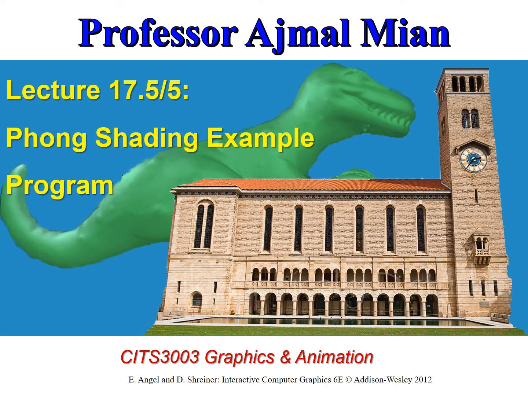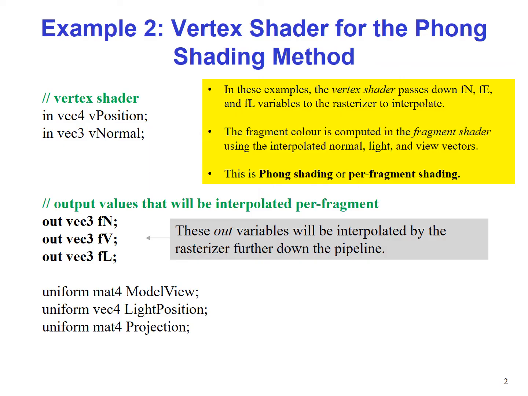Let us look at an example program that implements Phong shading. This is the vertex shader for the Phong shading model. We get the vertex positions and the vertex normals as usual from the application program as in variables. But the difference is here where we define three out variables that are the normal vectors, the viewer location, and the light location. So the L, V, and N, all these vectors are calculated here in the vertex shader and passed on to the rasterizer, which will interpolate all these values.